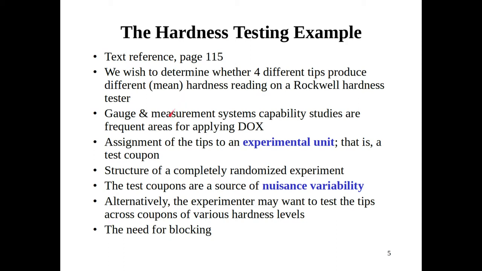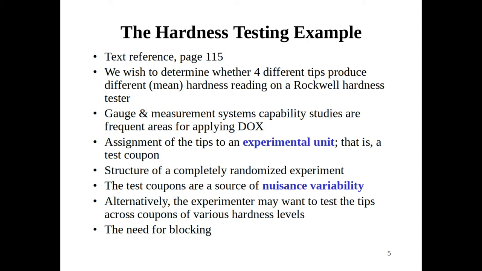This type of study is very common. They are called gauge and measurement systems capability studies, and that's a good area for application of design of experiments. So far, so good. In terms of the analysis of variance, let's go step by step. The problem statement can be summarized as: determine whether four different tips produce different hardness readings on the Rockwell hardness tester. Right, that's our problem statement.